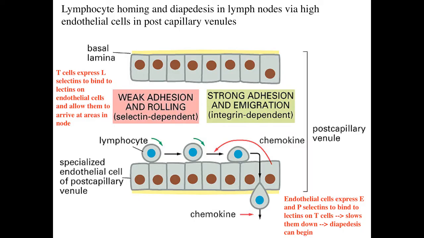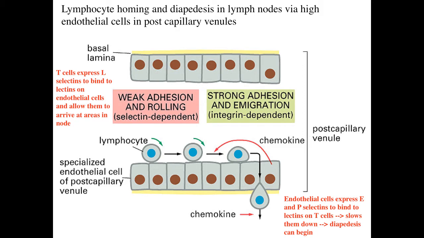Lymphocyte homing and diapedesis works sort of as described on this diagram. The T cells will express L-selectins to bind to ligands on the endothelial cells, and this allows the cells to move through these capillaries, and they'll roll along and slow down when they get to the sites where the endothelial cells are expressing E and P selectins.